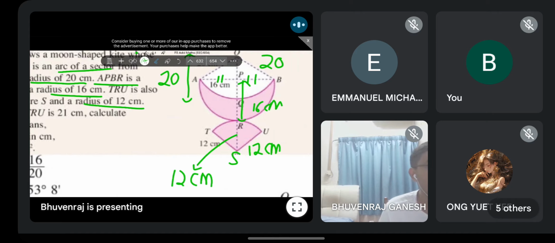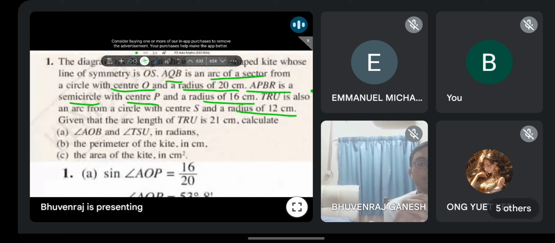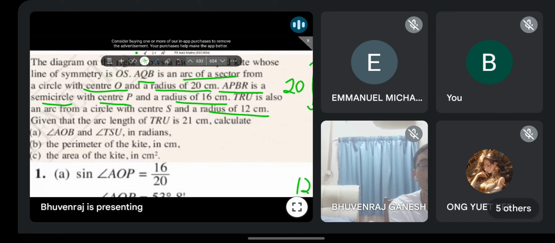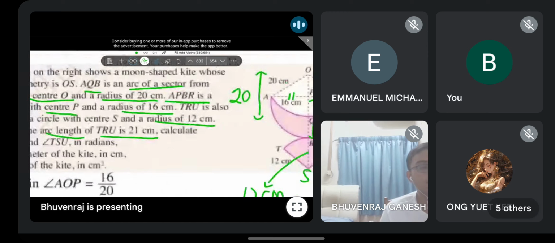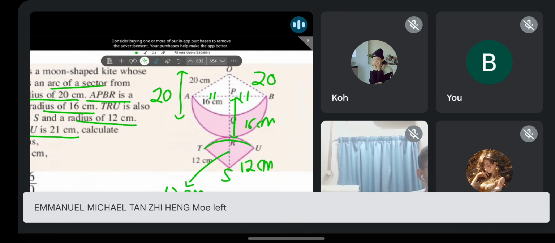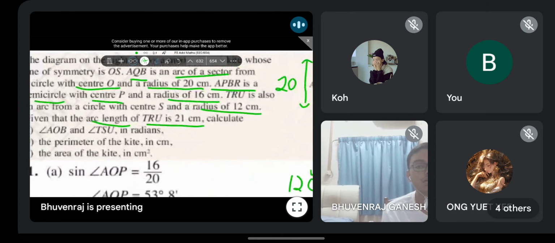So we have completely analyzed the diagram. This is what you must do, guys. When you see this kind of KBAT question, analyze all the info, then only start to read the question. There is one more piece of info. Arc length TRU is 21 cm. They already give you this information. This whole thing is 21 cm. Until here, are you all clear? I think it should be okay to interpret all this.